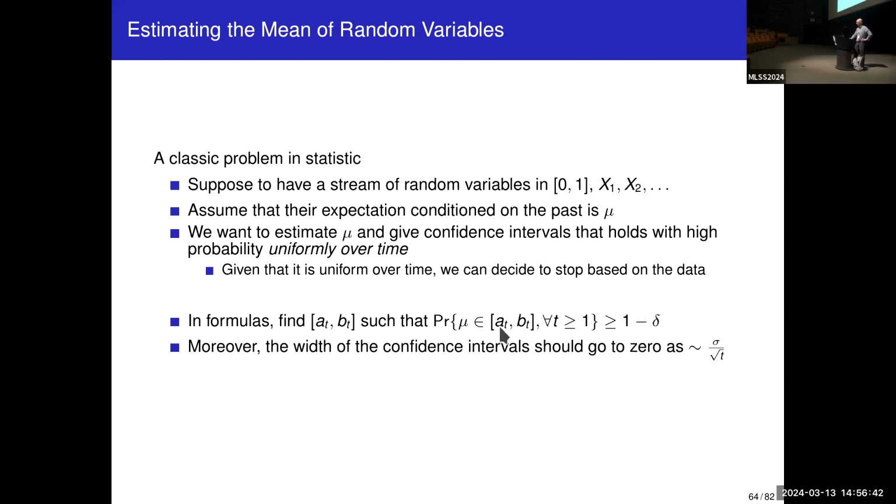Now, of course, this is very simple if I just state it in this way, because you could say the interval is just [0, 1], always [0, 1], because for sure it contains the mean. So I ask something more. I want the width of the confidence interval to shrink to 0 at the optimal rate. That should be sigma over square root of t, roughly, where sigma is the standard deviation of the random variables.